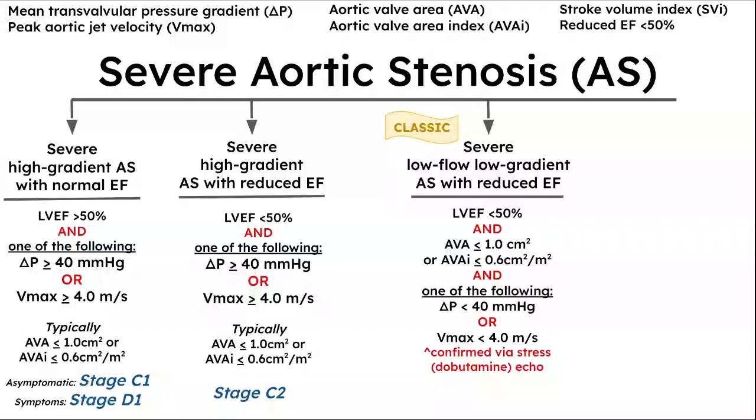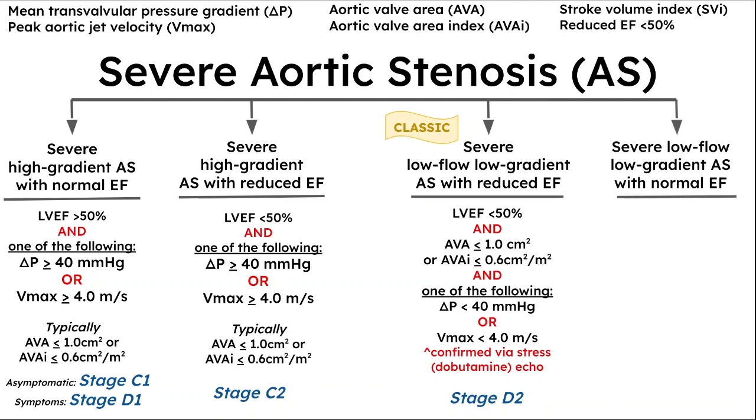meters per second. We won't go into the reasons why during this video, but for severe low-flow, low-gradient aortic stenosis with reduced EF, the findings must be confirmed with dobutamine stress echo. If your patient meets all of the above criteria, then they have stage D2 aortic stenosis.